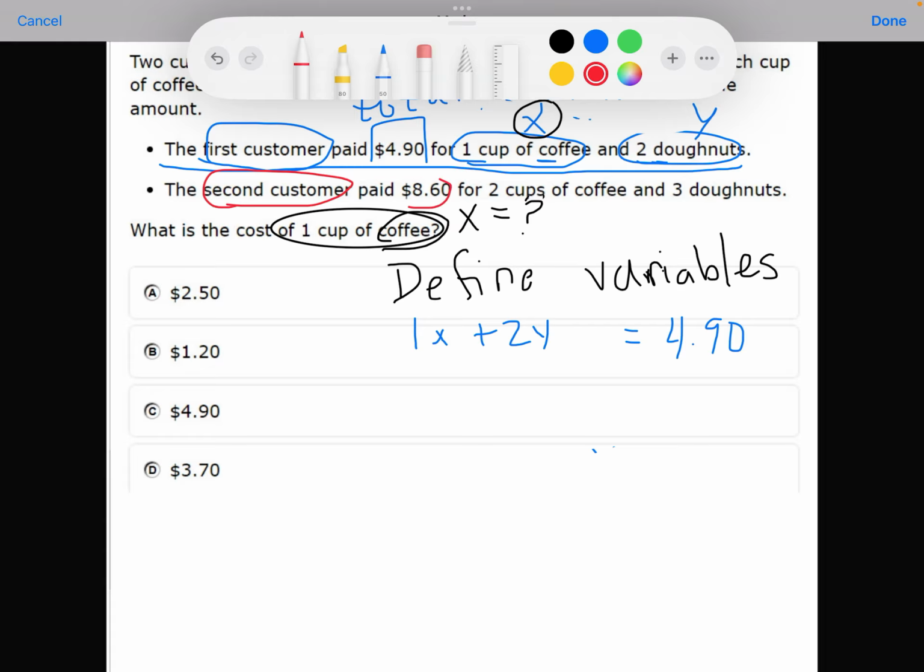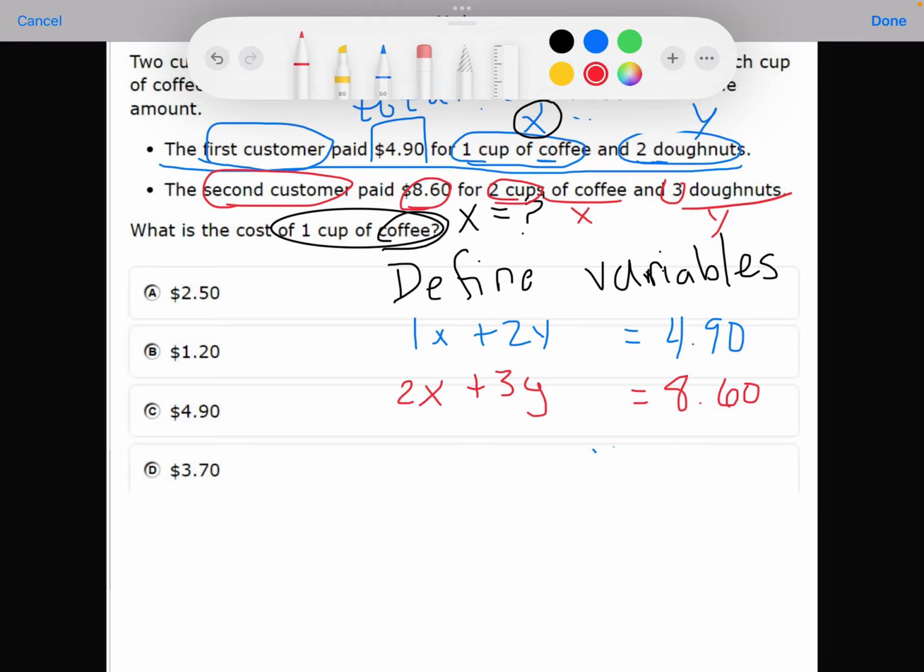Second customer pays $8.60. That, again, sounds like a total, right? A final price. So I know I'm going to be equal to $8.60 for 2 cups of coffee and 3 donuts. Remember, coffee we called X and donuts we called Y. So keep it simple. 2X is my 2 cups of coffee. 3Y is my 3 donuts. Okay? So I have my 2 equations.